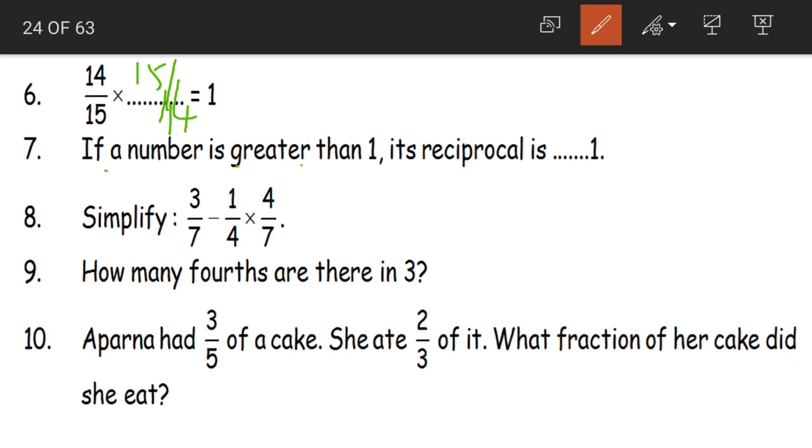If a number is greater than 1, then its reciprocal is dash 1. See, if a number is greater than 1, which number shall we take? Let us take 8. Now what is its reciprocal? We know that reciprocal is found out for a fraction. Now how to write this whole number in terms of a fraction? It is nothing but 8 by 1. Yes, 8 can be written as 8 by 1.